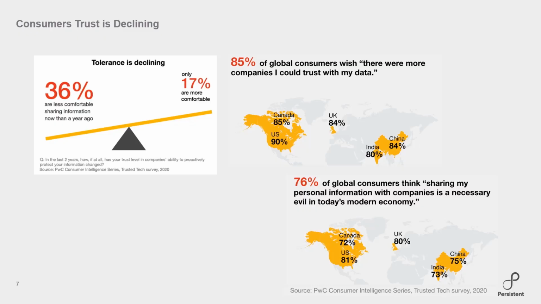So now let's look at the reaction from consumers. Consumers maintain high expectations for businesses to secure their data. If this expectation is not met, they resent it very strongly, which is why these very publicized recent breaches have eroded the trust that consumers had placed in businesses. Some numbers: 36% of consumers are less comfortable sharing data today than a year ago versus 17% that said the contrary. 85% say they wish there were more companies that they could trust with their data, and 76% call sharing personal information a necessary evil.